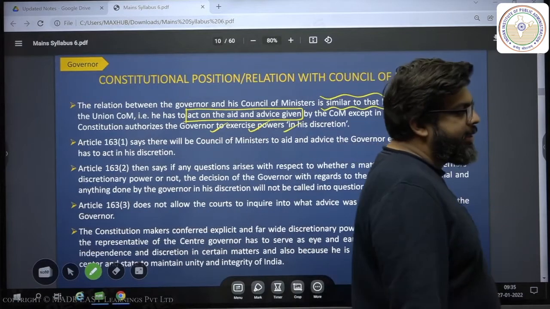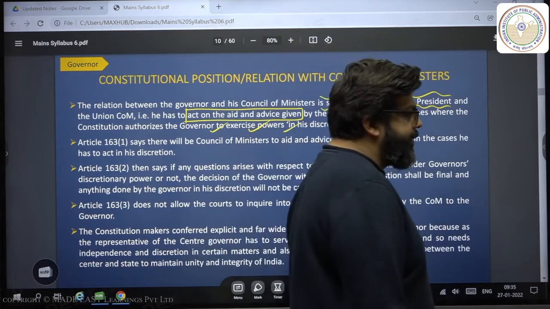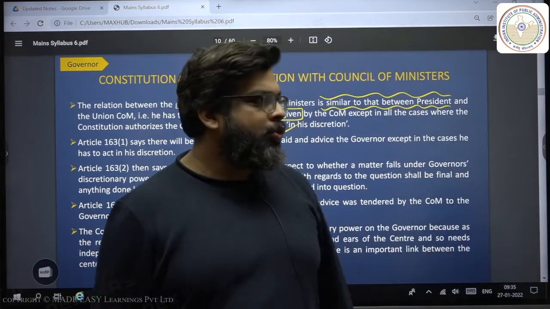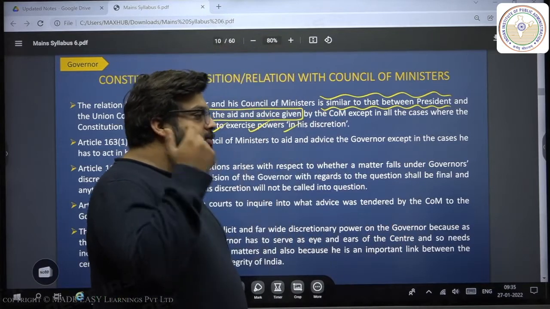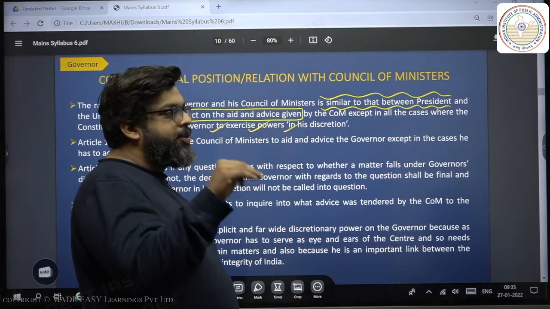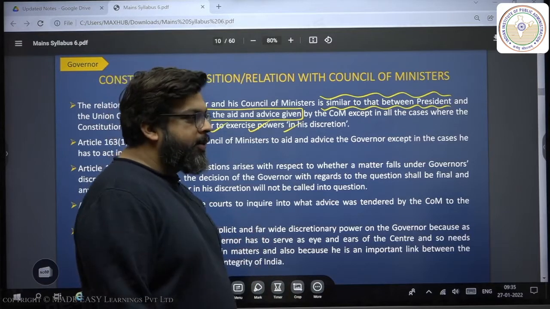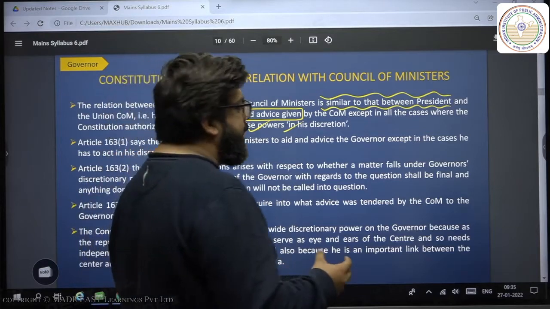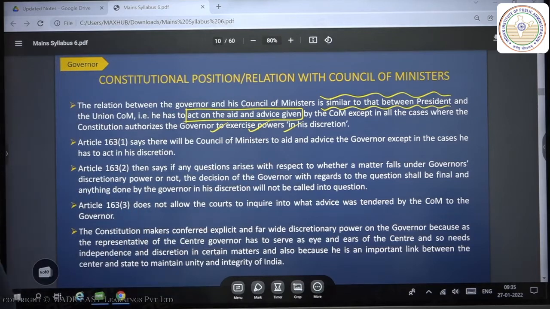And I've told you about discretion, such as deciding which bill could be reserved for the office of the president, or, for example, recommending to the president whether there should be presidential rule in the states. Now, obviously, you can't ask the Council of Ministers whether we should put presidential rule in the state, because the Council of Ministers would obviously say no. So that is why it was only logical for these to be discretionary powers given to the office of the governor. Now, Article 163(1) says there will be a Council of Ministers to aid and advise.